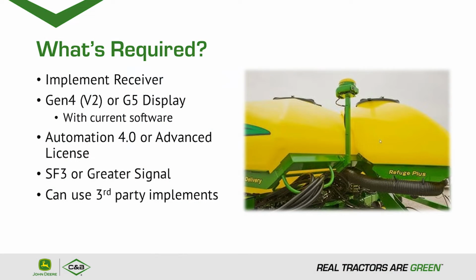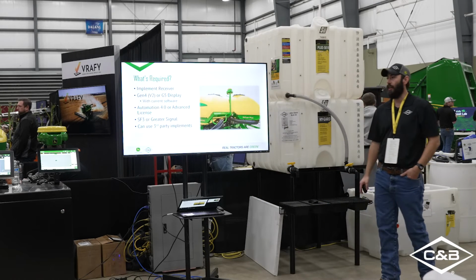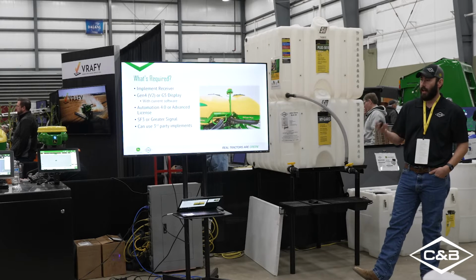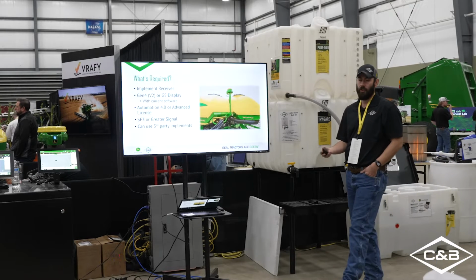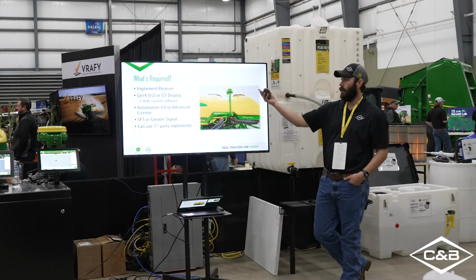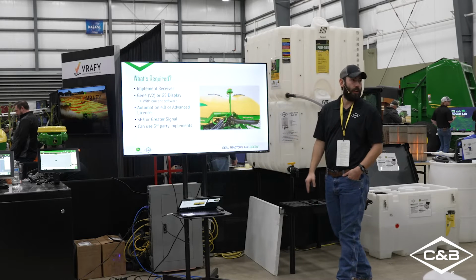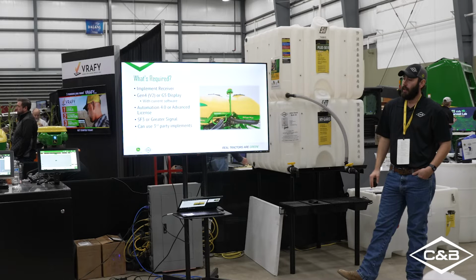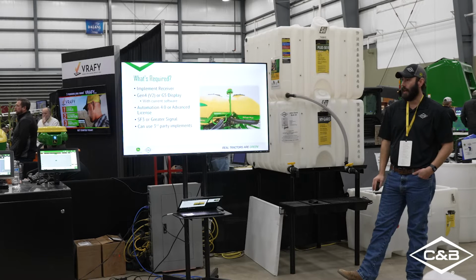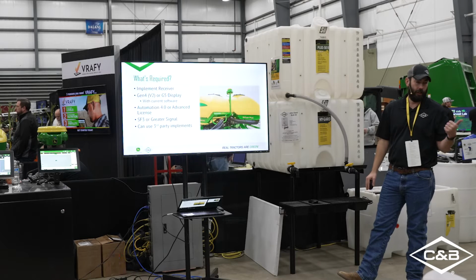So what is required to do implement guidance? Obviously, we have to have that receiver on that implement. We do have to be running a Gen 4 or a Gen 5 display. And on that Gen 4, we just need to double check, make sure that is a version 2. So when those Gen 4s first started coming out in the tractors, they had a version 1. A lot of those have been updated to version 2, so you do have to have a version 2 Gen 4, 4640, or any of the Gen 5 displays. And we need to double check, make sure that we do have current software on that.